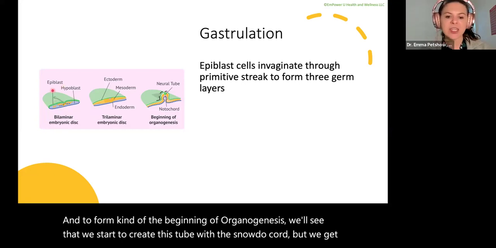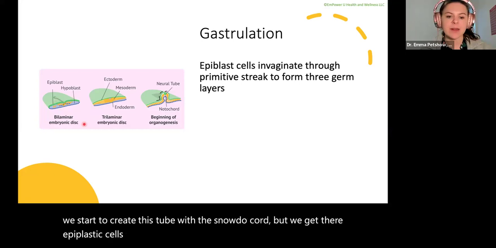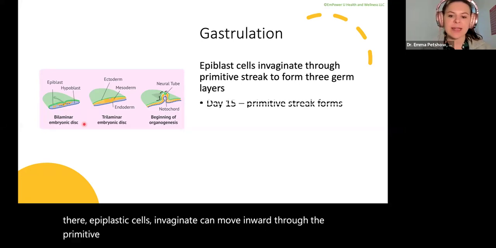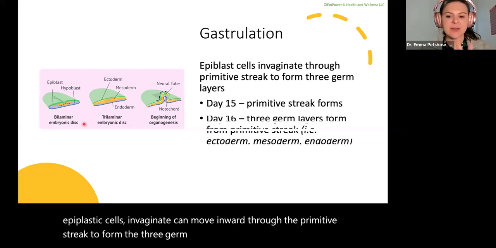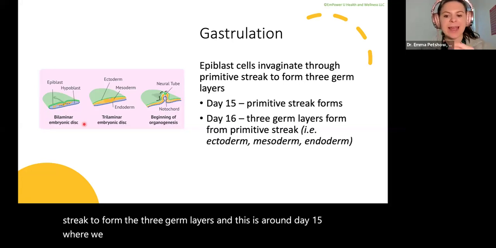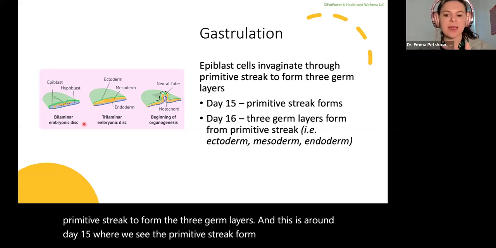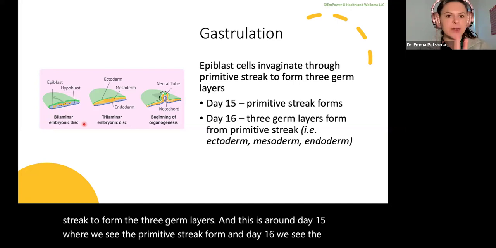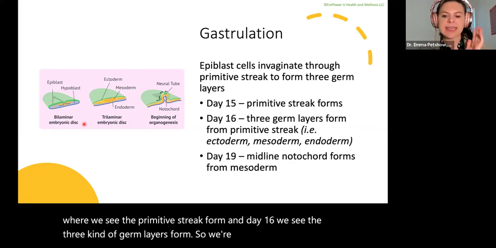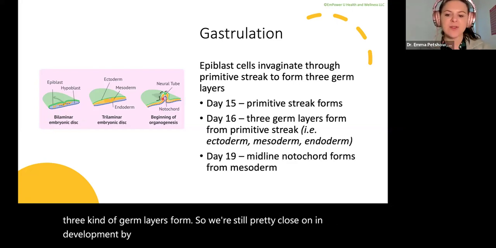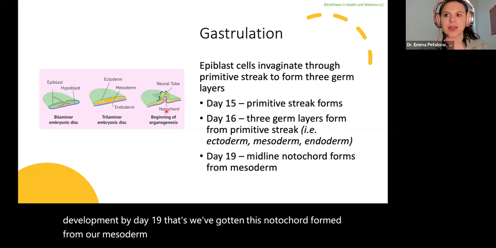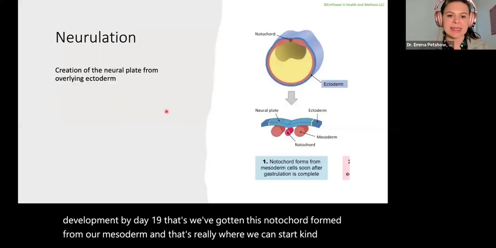Epiblastic cells invaginate, moving inward through the primitive streak to form the 3 germ layers. And this is around day 15 where we see the primitive streak form. And day 16, we see the 3 germ layers form. So we're still pretty early in development. By day 19, we've gotten this notochord formed from our mesoderm. And that's really where we can start orienting structures by day 19.